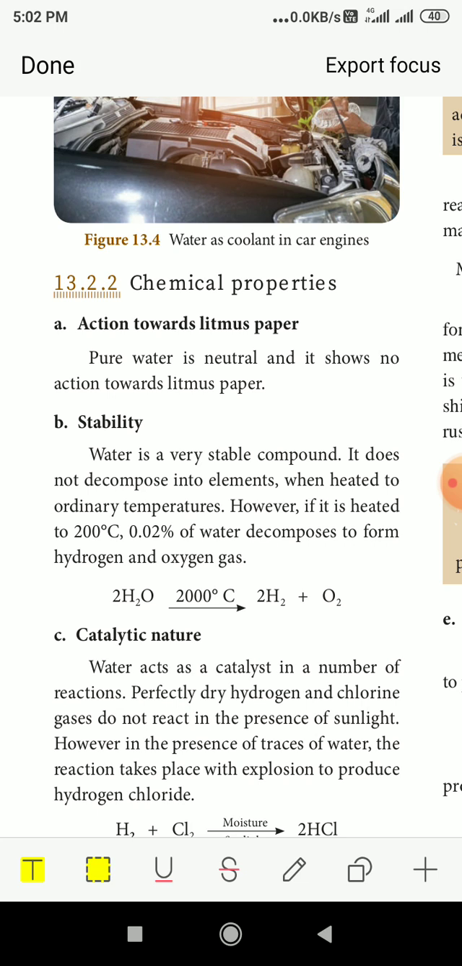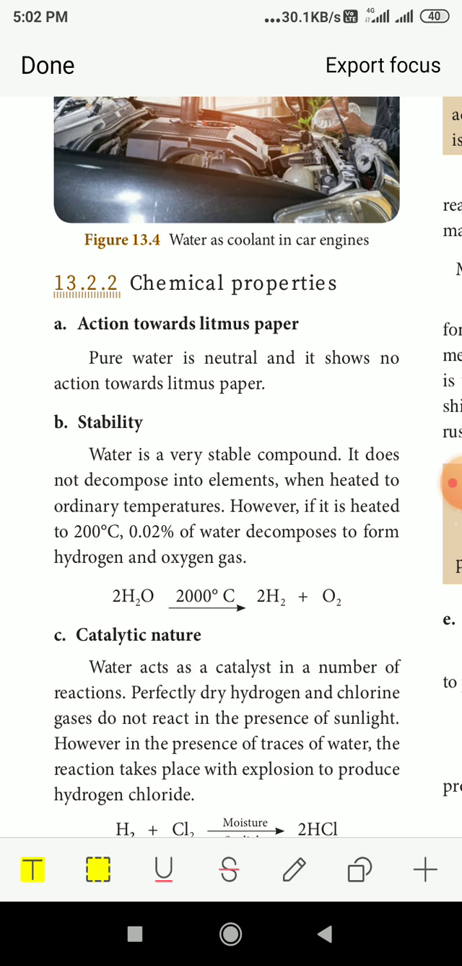Now, catalytic nature. Water acts as a catalyst in a number of reactions. A catalyst is a substance which speeds up or regulates a reaction. Any substance which regulates the reaction is called a catalyst. So, water acts as a catalyst in a number of reactions.